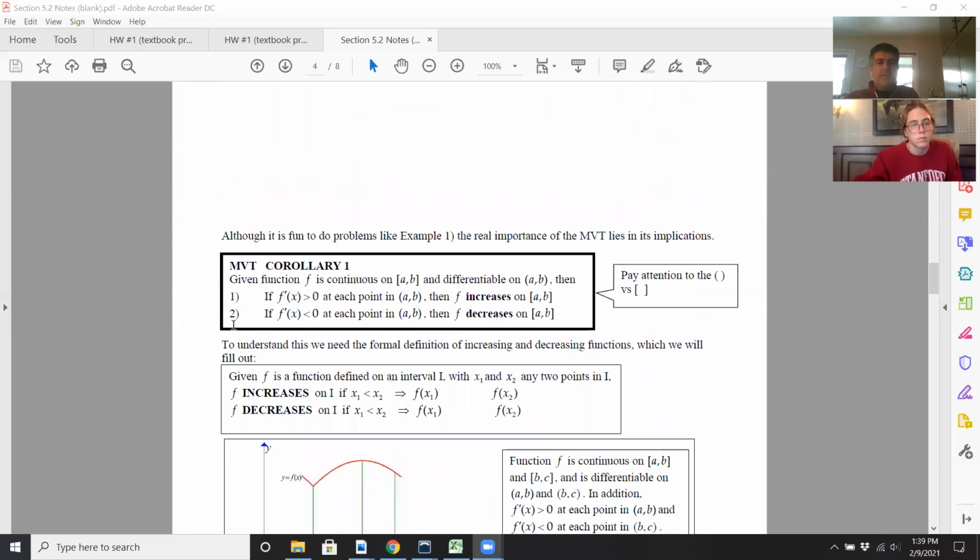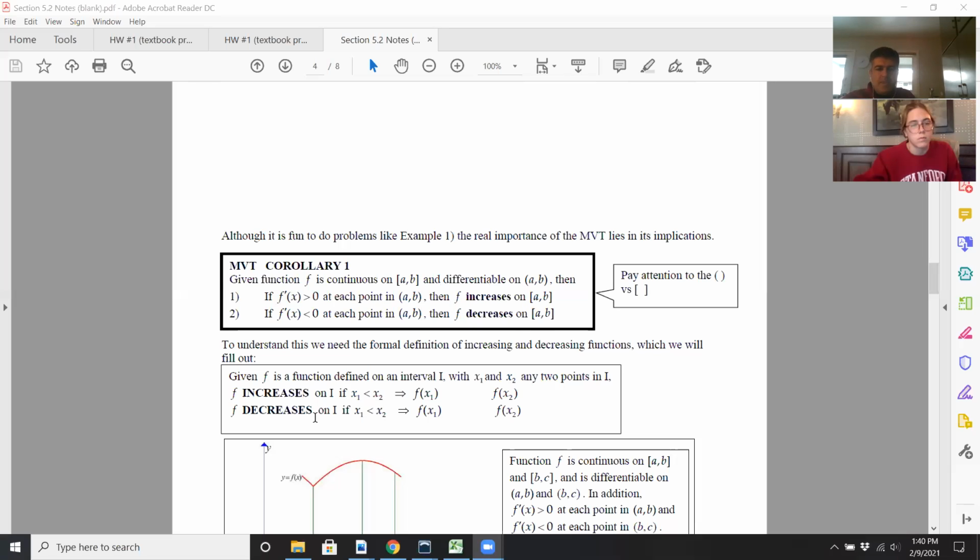Okay. Now let's look at corollaries. Corollaries are extensions of theorems, which you might remember from geometry a while ago. So the first corollary: given a function is continuous on the interval from A to B and differentiable, so you're using all the assumptions of the mean value theorem, if your derivative is positive for each point in this interval, then you can say f is increasing on the interval. If your derivative is negative, then you can say f is decreasing on the interval.